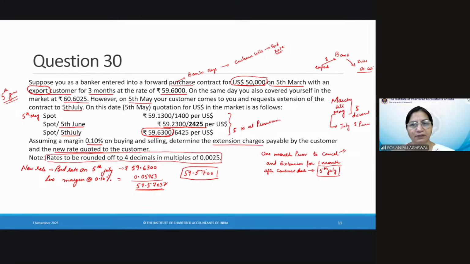Okay. I hope concepts are clear. So there can be cancellation on the due date. In that situation, nothing is to be done. If the customer is in a buy position, he will have to go for a sell position. If the customer is in sell position, he will have to go for a buy position. Now, let's summarize these points.